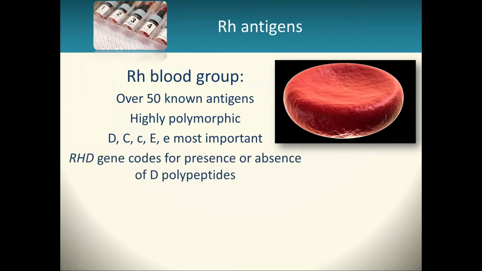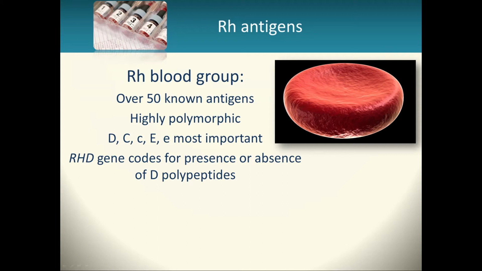The RHD gene on chromosome 1 codes for the presence or the absence of the D protein. The D protein is what is known as the Rh factor. So when someone says they are Rh positive, that means they're positive for the D antigen. And when they are Rh negative, they are D negative.